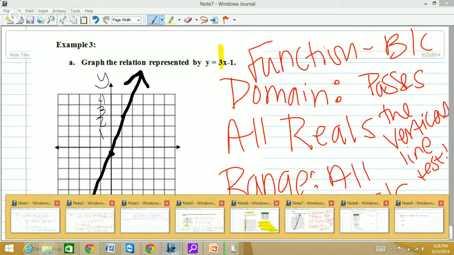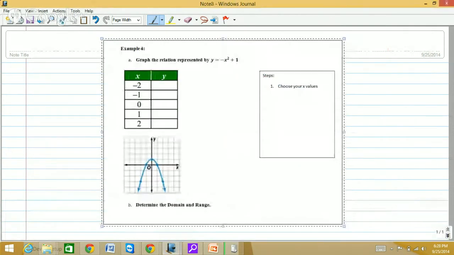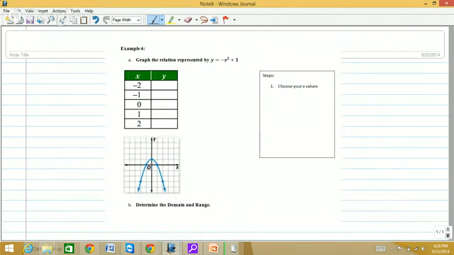So let's go ahead and move on to example number 4. Example number 4 says graph the relation represented by y equals x squared plus 1. So to get your x's, the very first step that I have highlighted over here for you is you're just going to choose your x values. So all of these values right here, I just randomly chose those. Okay. I like not to kill myself, so I try to keep those nice and small.